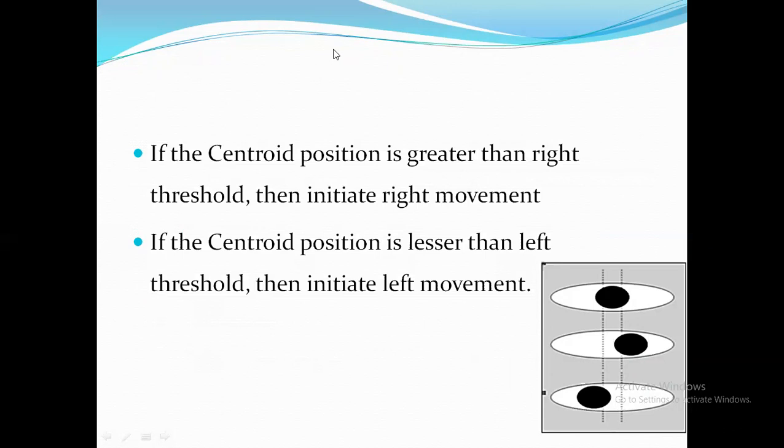This is a diagram that I have pasted on this slide. We have two divisions, one is right and another one is left. One centroid point is on the right, another one is on the left, another one is in the center. So this is how we decide the direction of the wheelchair.